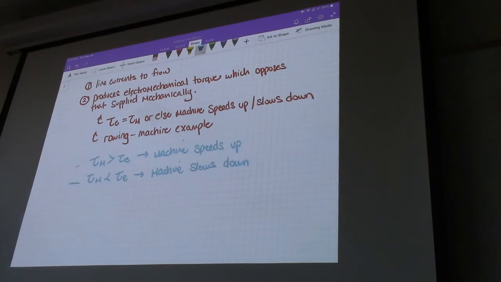So the equilibrium point won't be a different frequency. It will always be 60 hertz because the control algorithm will essentially have that as one of its objectives. But the new values of tau M and tau E will be higher or lower than they were before.